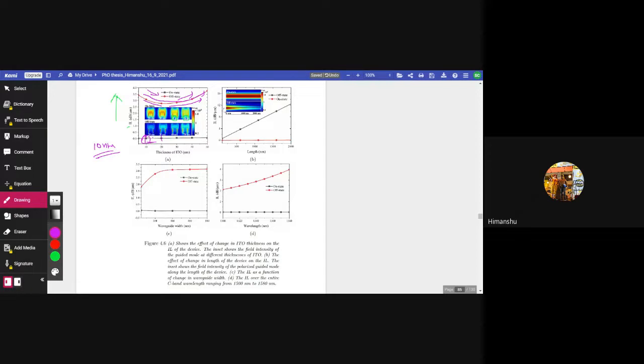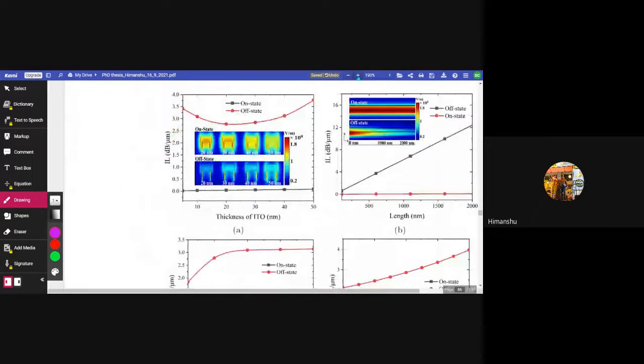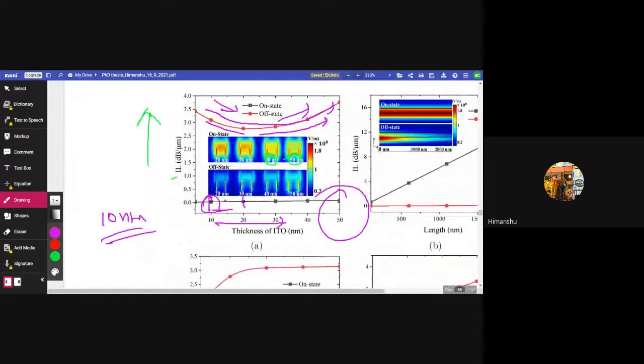We can go for 15 nanometer thickness of ITO, but if you go for 15 nanometer, then it will increase the dimension of the ITO layer, from 10 nanometer to 15 nanometer. So there is a trade-off. If we want maximum absorption, then we will have to go for maximum thickness. While if we go for minimum thickness, that is 10 nanometer, we are getting a maximum absorption at off state of around 3.09. So maximum absorption at lower thickness of ITO is observed at 10 nanometer.